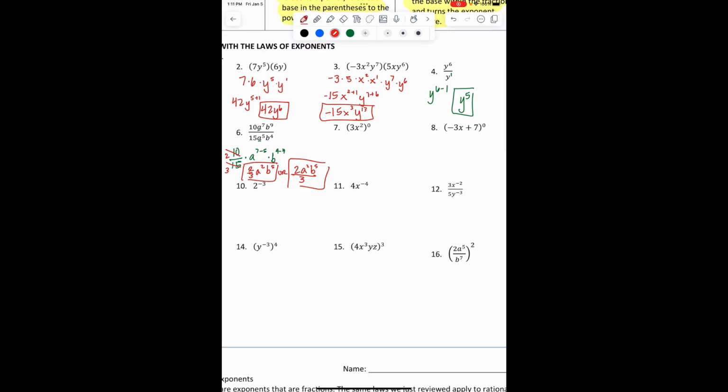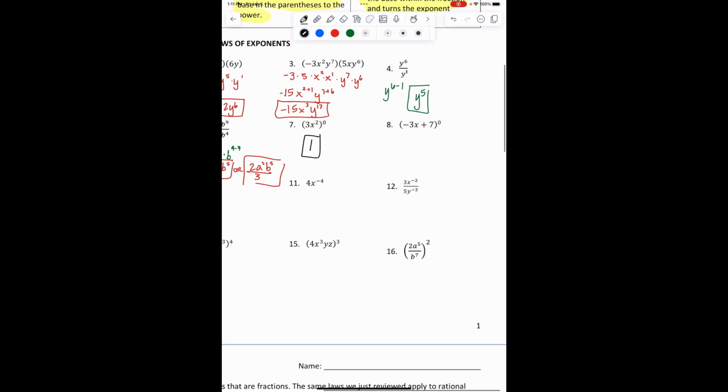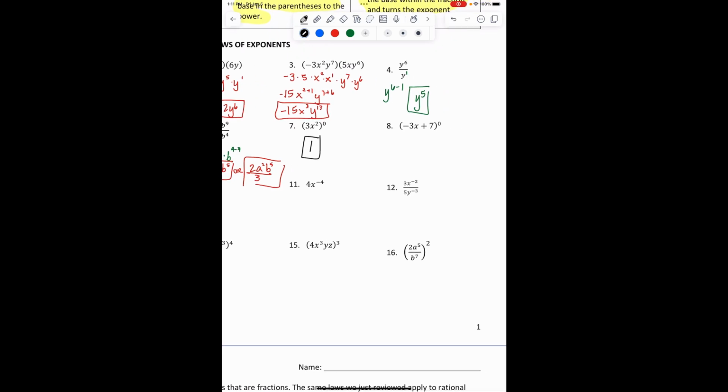Number 7, we have 3x squared to the 0 power. So everything in there is being raised to the 0 power, and anything to the 0 power is 1. So that whole thing is just 1. Okay? Same thing with 8. Negative 3x plus 7 to the 0 power. So all of that is being raised to the 0. So this is just 1.